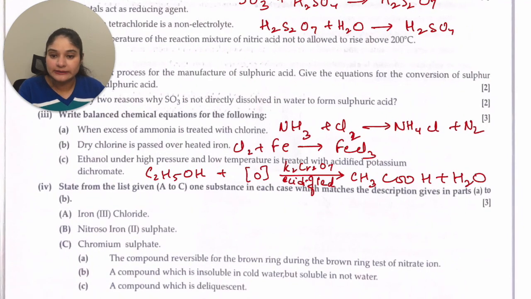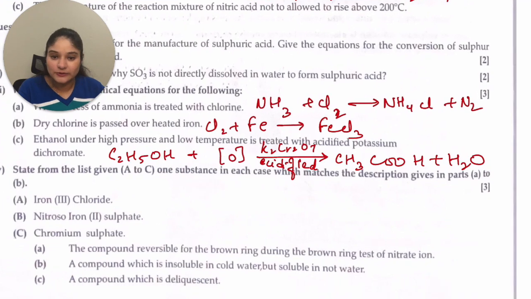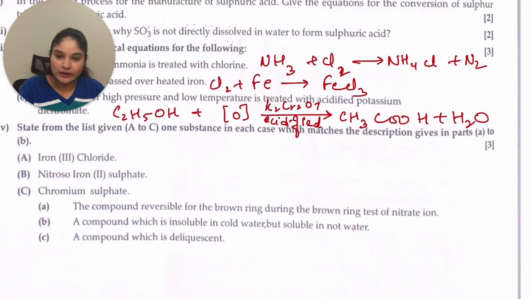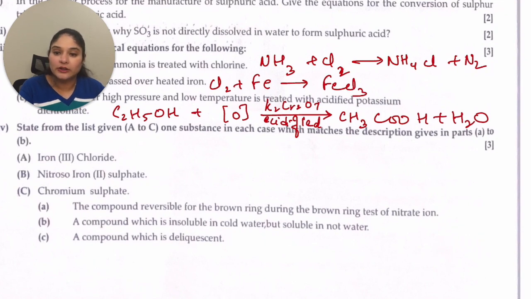State from the list given A to C one substance in each case which matches the description given in parts A, B and C. So we have iron chloride, nitroso iron sulfate, chromium sulfate. When we look at this, the first thing that you need to understand is nitroso iron sulfate is related to the brown ring test. So if you see brown ring test anywhere, nitroso iron sulfate is going to go there. Then iron chloride is a deliquescent compound. That means it absorbs moisture when left in open air. So it's a deliquescent substance.